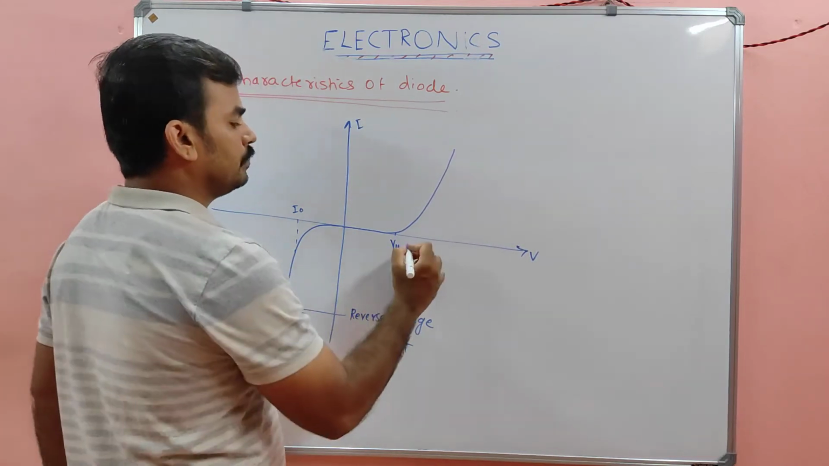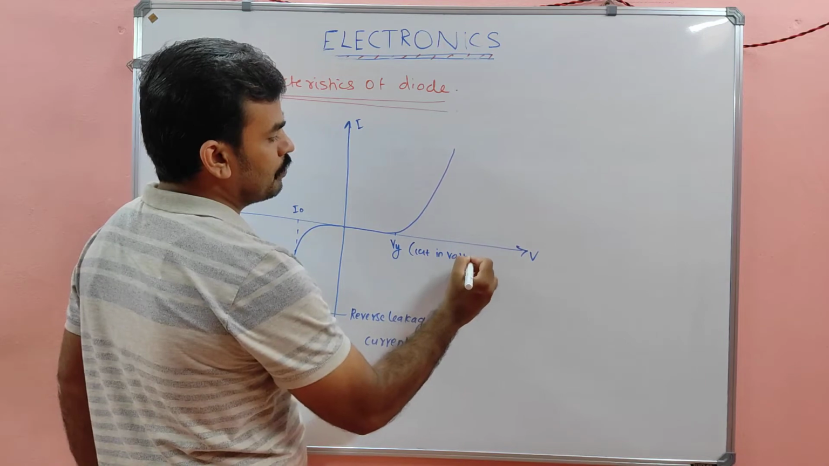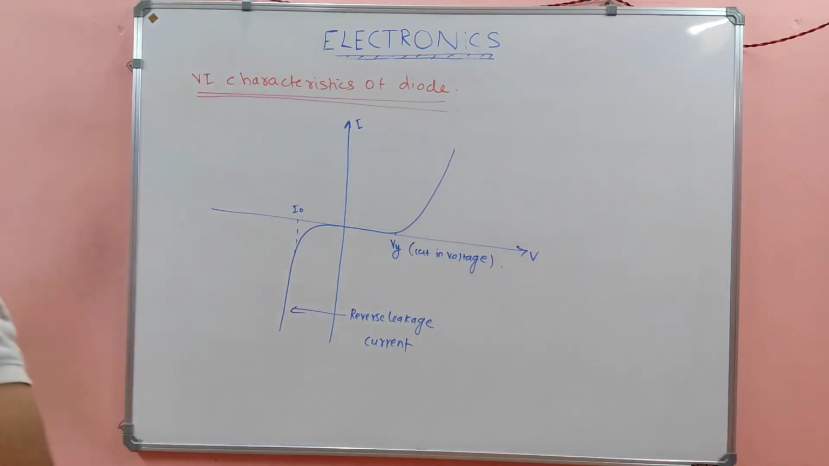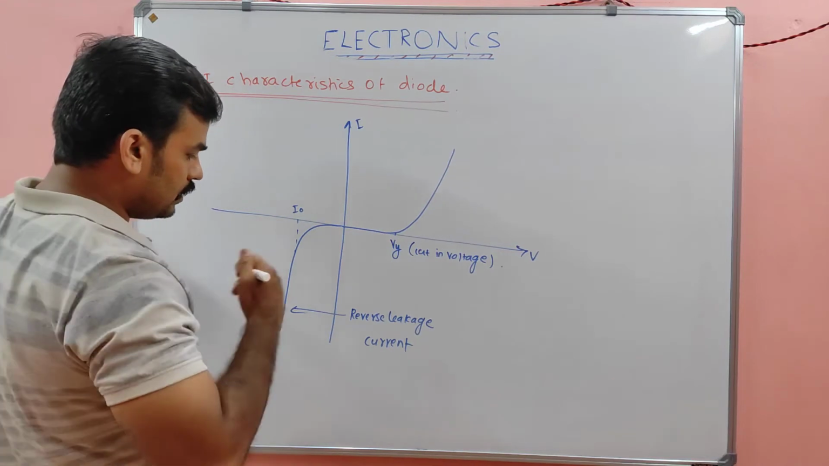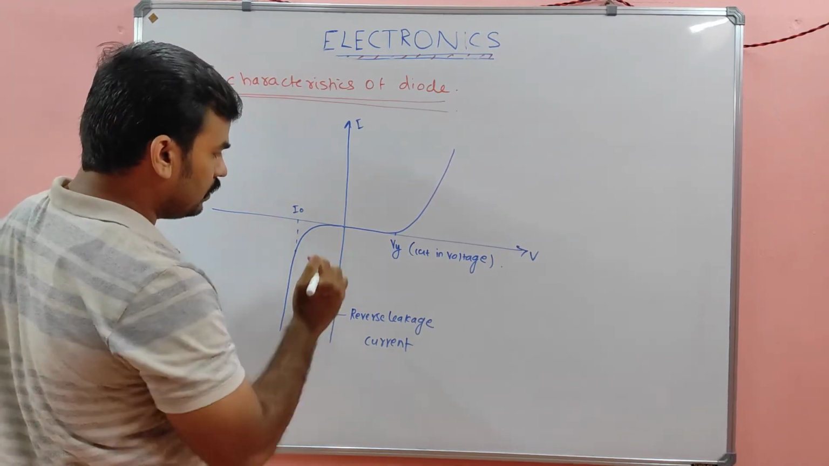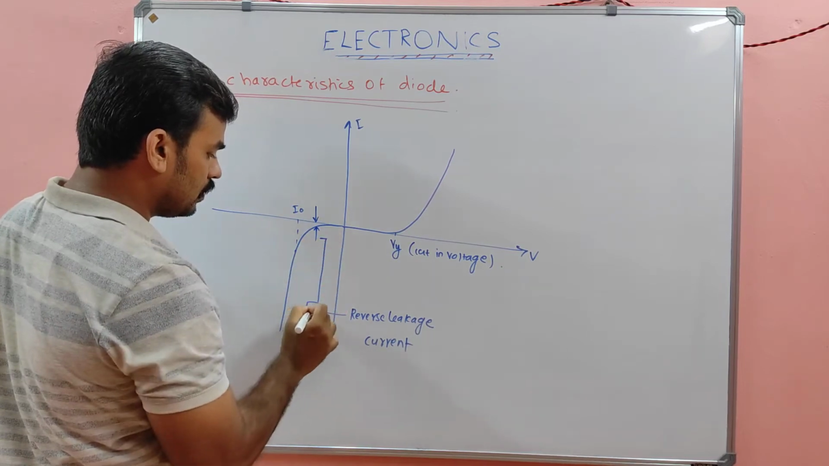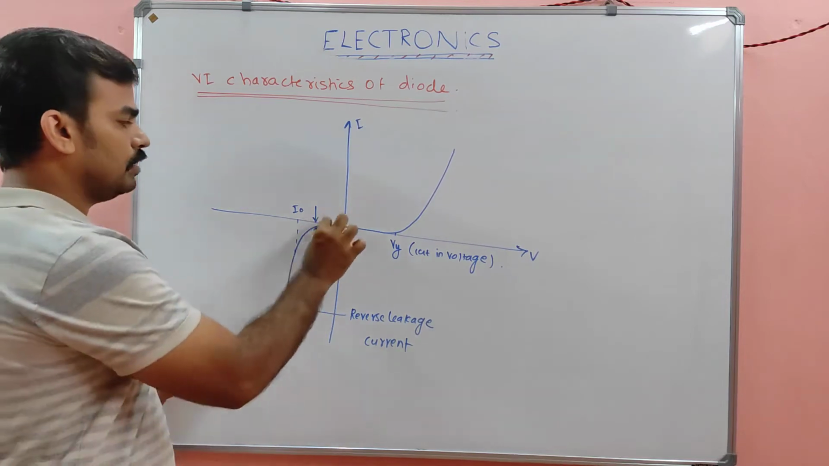Cut-in voltage. Okay. Reverse pattern, cut-in voltage. So listen, my dear, reverse leakage current you may mark like this. This is a reverse leakage current, the small current in the reverse direction.